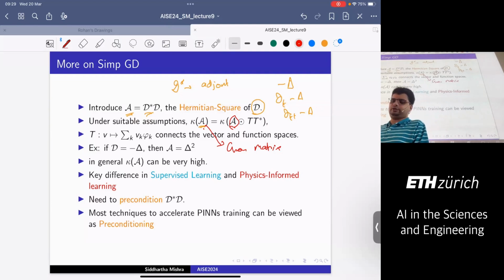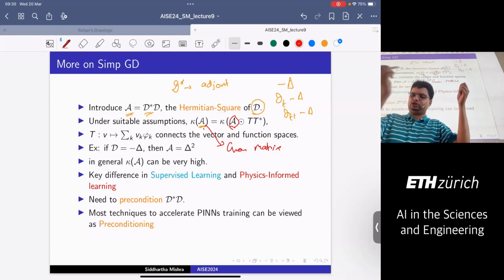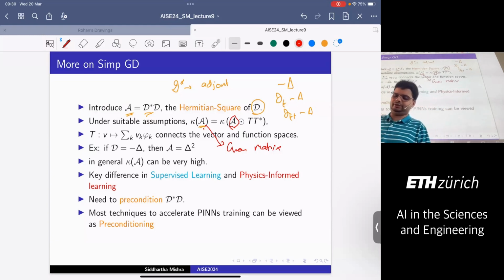So all that you have to think of is that my training depends on the condition number of a matrix, which is morally equivalent to, morally the same as, the condition number of an operator. And this operator is not the differential operator itself, because that would be okay if it was a differential operator. It is its adjoint applied to the differential operator, or what is called the Hermitian square. So let me give you some examples.